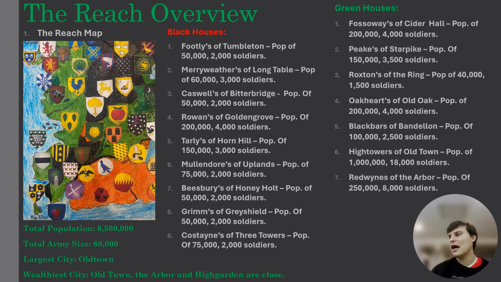And actually, there's 2 Fossaway houses. The second one is going to be formed after the Ashford Meadow in 209 AC with Dunk and Egg. So at this time, there's only one house Fossaway, but in about 100 years, there'll be 2, one with a green apple, one with a red apple.